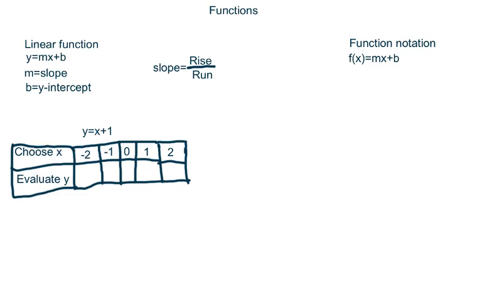To evaluate y, we have to plug x into the equation. So -2 plus 1 equals y, which is -1. So the y is -1. You could do this in your head, so then it will be 0, 1, 2, 3. That was just an easy example.